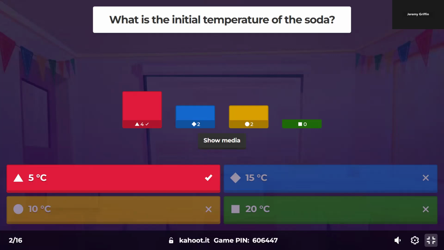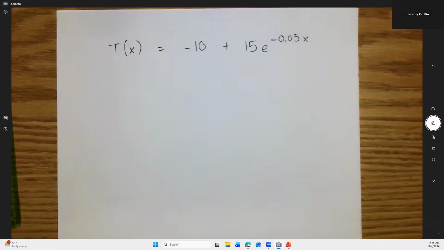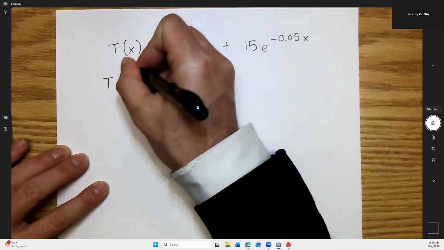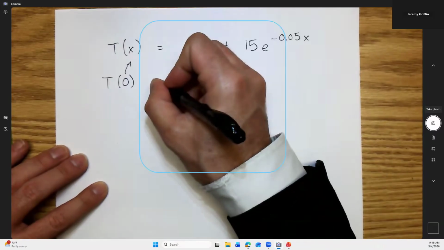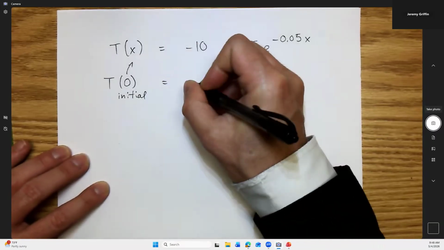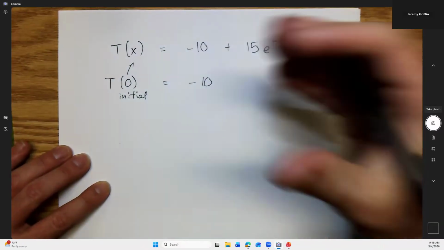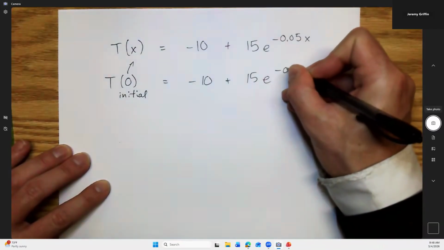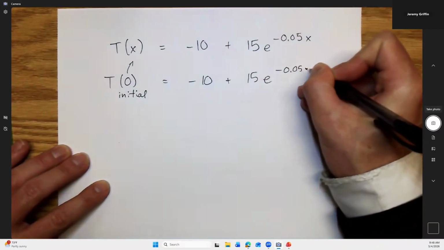All right, so you guys got that? Check it out. Guys, when I say initial, that means where the x goes, I'm going to put 0, as in 0 minutes. That's what that word means. It means no time has passed. You just put that can in the fridge. So you're going to go e to the 0.05 times 0.